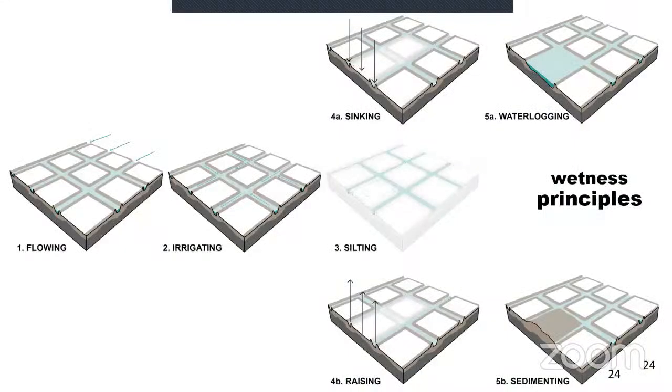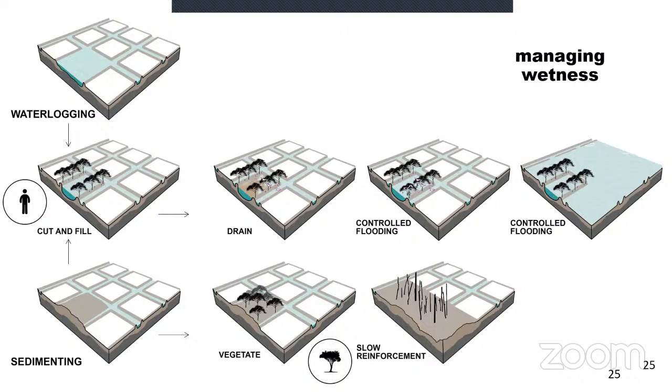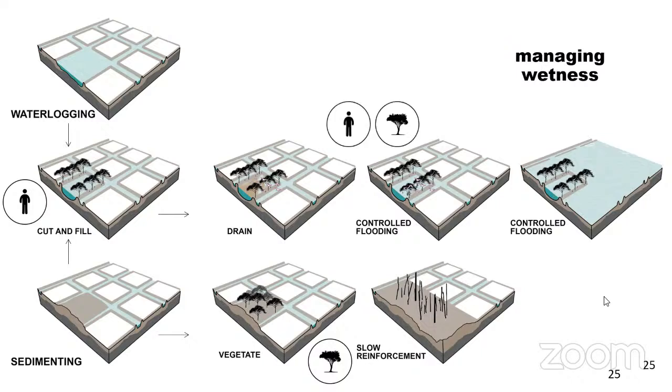So then I looked into how these patterns occur. So it's by the processes of waterlogging and sedimenting. And then I looked at how we could use these processes to create the new landscape. So you could have cut and fill processes, you could drain, you could do controlled flooding, or you could have vegetation along the sedimented areas or slowly reinforce them. And then the question is, who carries out these interventions or these strategies? So you could have humans doing it, you could leave them to nature, you could also have it as a combination of man and nature.